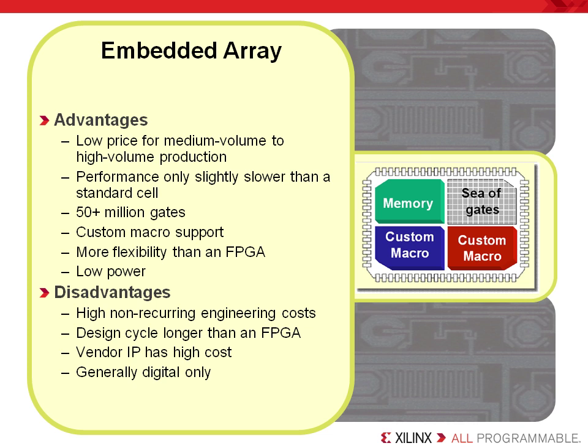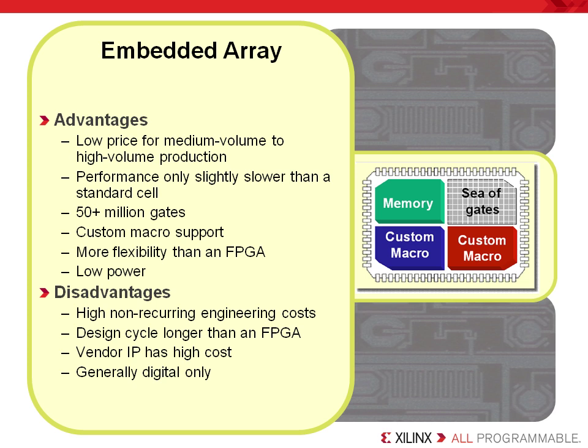Often a vendor will not differentiate between a custom ASIC and an embedded array. Embedded arrays are generally a more mature process technology than a cutting-edge custom ASIC. An embedded array has some advantages: low price for medium to high volume production, and performance is only slightly slower than a standard cell ASIC.